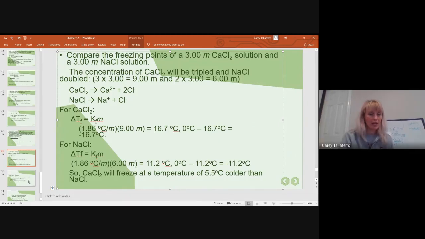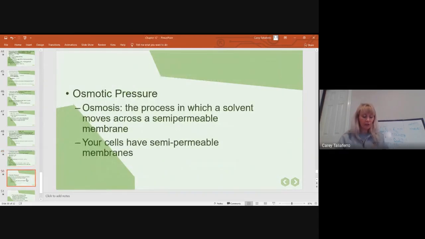All right, so the last little bit here deals with osmotic pressure, which deals with a little more biology than it does chemistry in some respects. But it does deal with the way particles and solutions work. So we're just going to hit on it for just a moment.